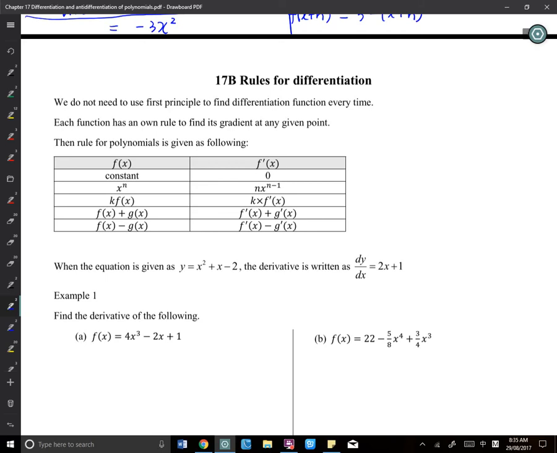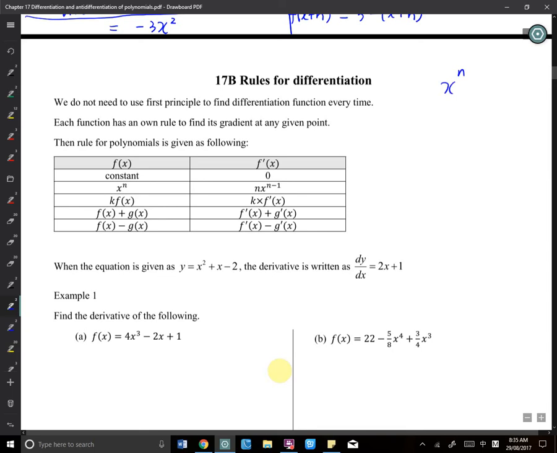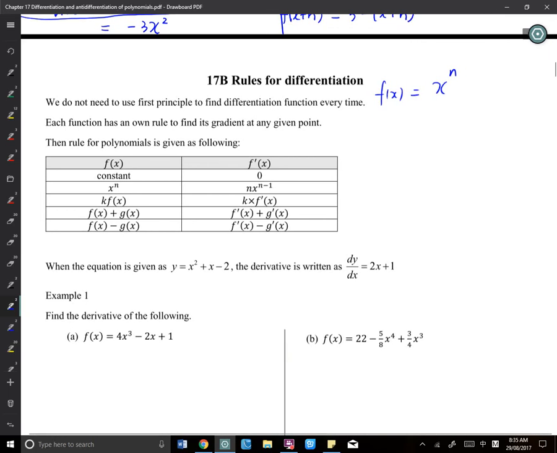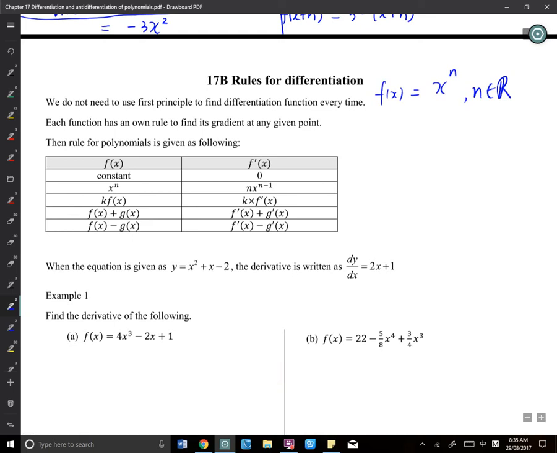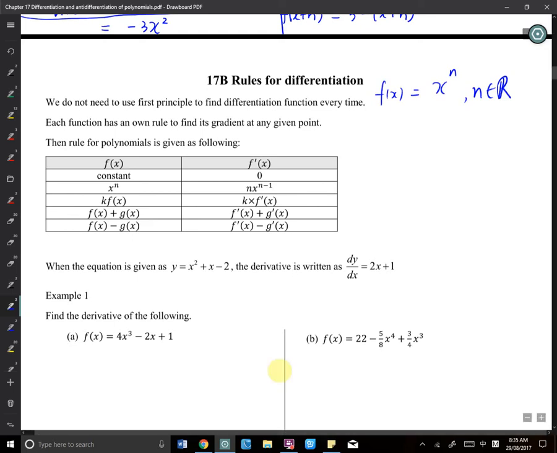Okay, for all f(x) equals to x to the power of n, it doesn't matter what n belongs to. n belongs to R, n can belong to any real number. They all follow the same rule, which is f dash x equals to n times x to the power of n minus 1. Okay, they all follow the same rule.